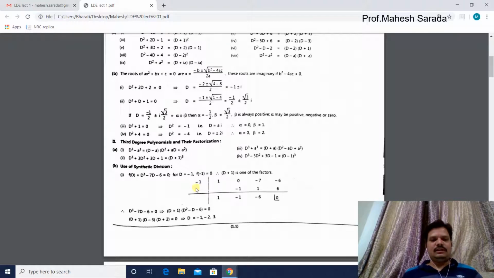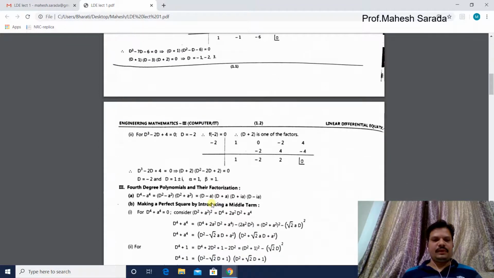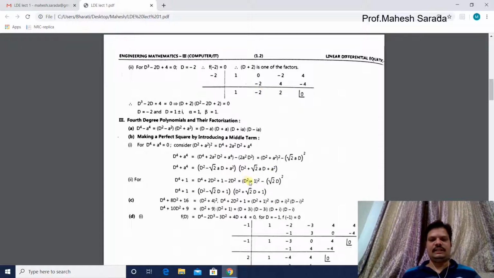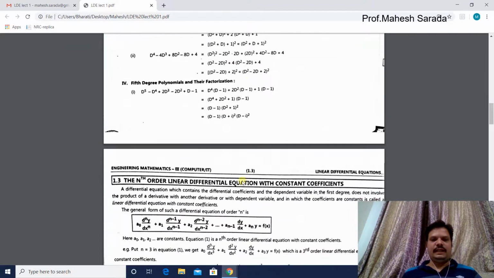Now for finding the other two roots, we take this as the coefficient of d square, this as the coefficient of d, that is minus 1, and this as the constant term. Further, if we solve this order 2 polynomial, we will get the two roots. The initial root we have is minus 1, and the further two roots are minus 2 and 3. So these are the three roots of this cubic polynomial. And for higher degree polynomials, like fourth degree and fifth degree polynomials and their factorization, similarly we can use this synthetic division for finding the roots.